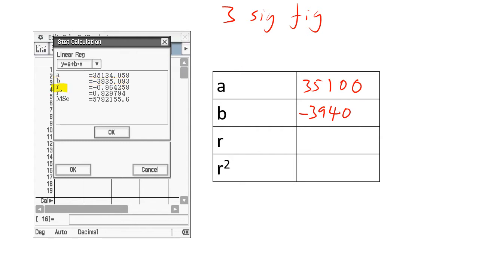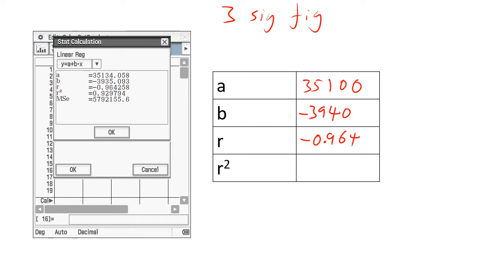All right, let's have a look at R now. So with R, let's write down all those lovely digits that they give us on the calculator: minus 0.964258. Three significant figures, so 1, 2, 3. And we just have to look at the next digit, remember, just the next digit, and that's 2. So the 2 doesn't do anything to the 4, so we can just leave that as negative 0.964. Make sure that point's nice and big. And just to emphasize also, if your B is negative, then your R is also going to be negative. It's just a mathematical fact.